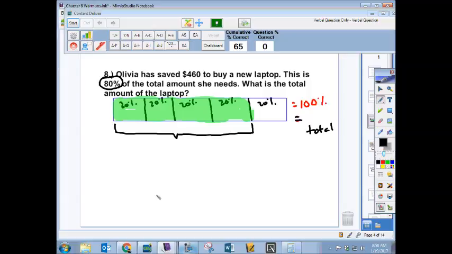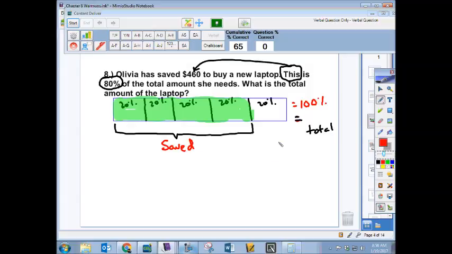The amount she needs. No. It says she has saved $460. This, $460, that's what this means, right? When it says this, it's talking about that. This is only 80% of the amount she needs. So what is that 80%, Connor? How much saved. This is how much that she has saved. Everybody understand that and agree with that?